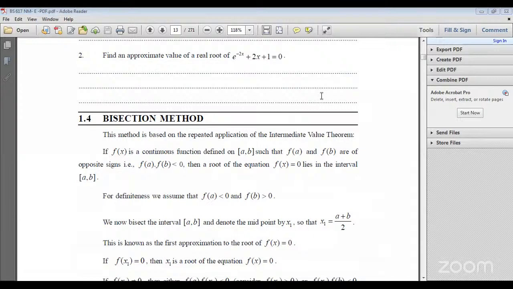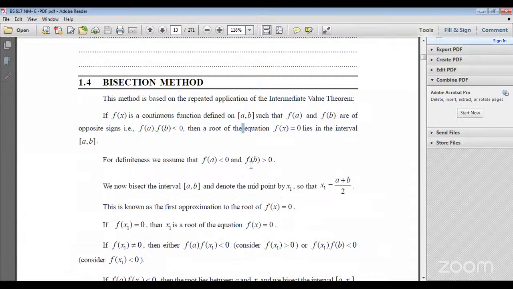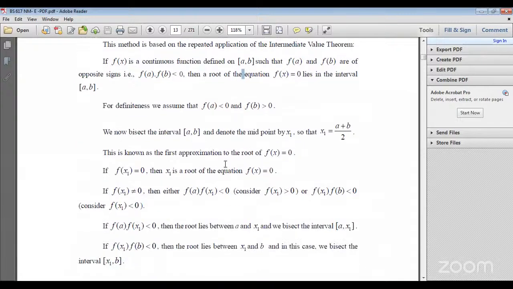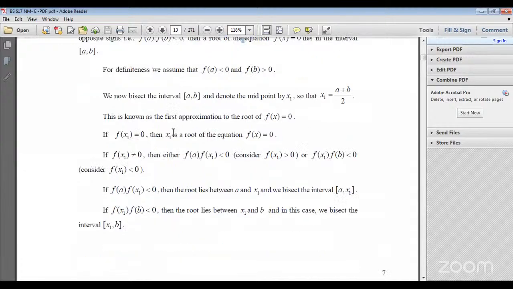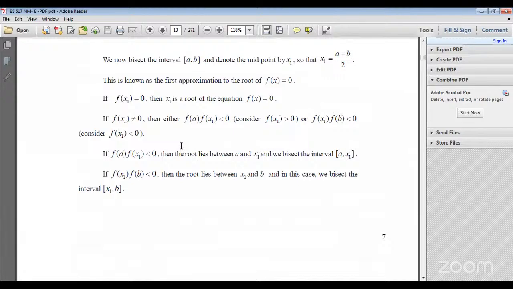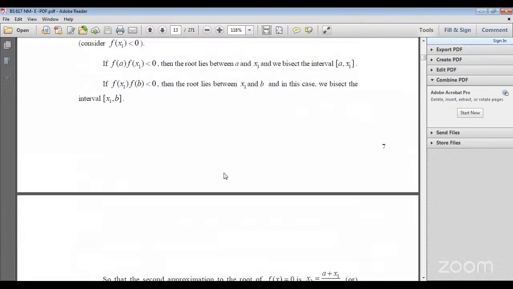For definiteness we are assuming that f of a less than 0, f of b greater than 0. We are taking here x1 is equal to a plus b by 2. If f of x1 is equal to 0, then x1 is the root of the function f of x equal to 0. If f of x1 is not equal to 0, then f of a, f of x1 is less than 0, so the root lies in a comma x1. Otherwise f of x1, f of b less than 0, and we take the bisection interval x1 comma b.